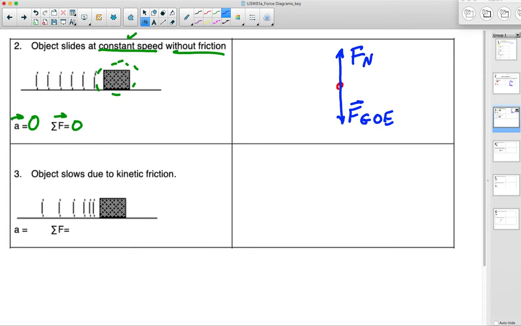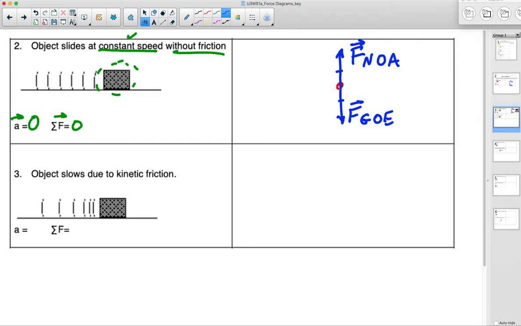Now, because this is without friction, we're going to have a reason for that. Is it a puck on ice? Is it an air puck? Or is it an air hockey table? So we're going to say force normal on the object, and I'm just going to say, like we were doing with the frictionless puck earlier in the week, air. And each of those forces have to be the same size.